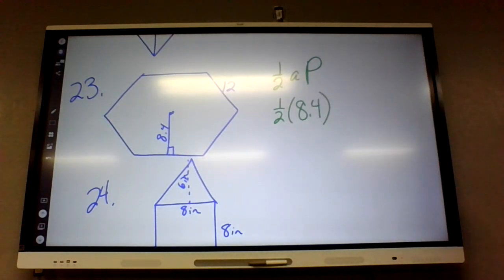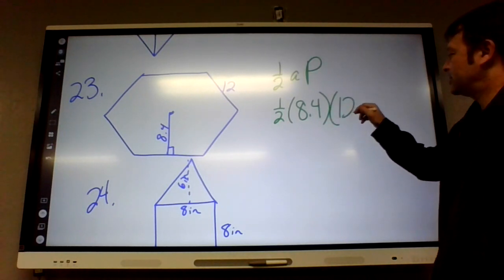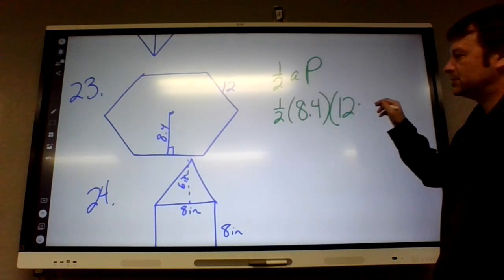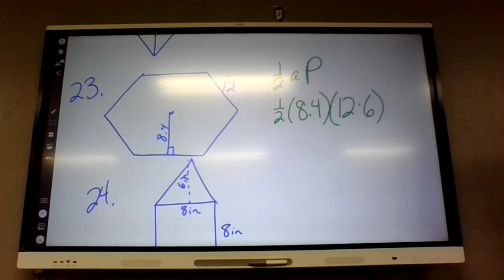What is the perimeter? 12 times 6. Okay. I didn't see the 12 right there. I was looking in here.